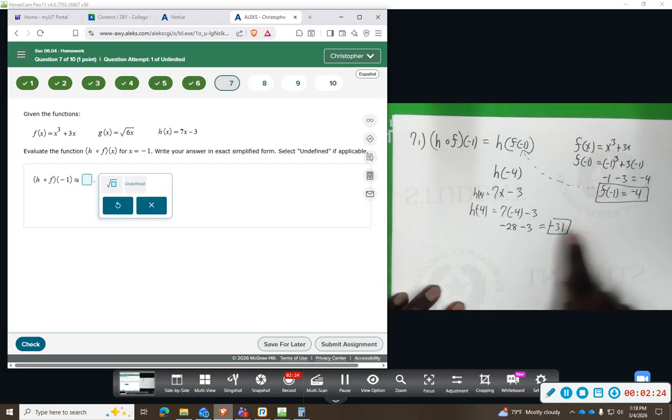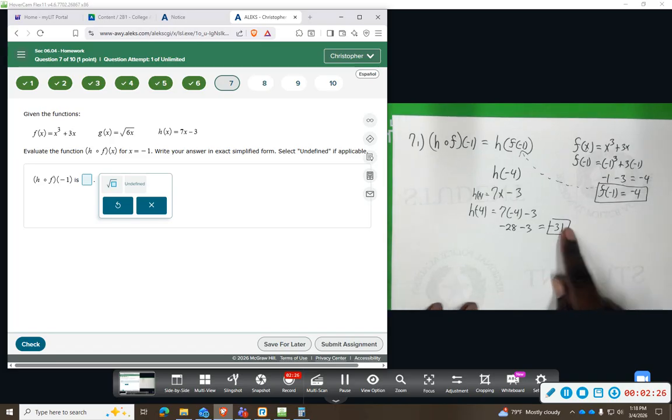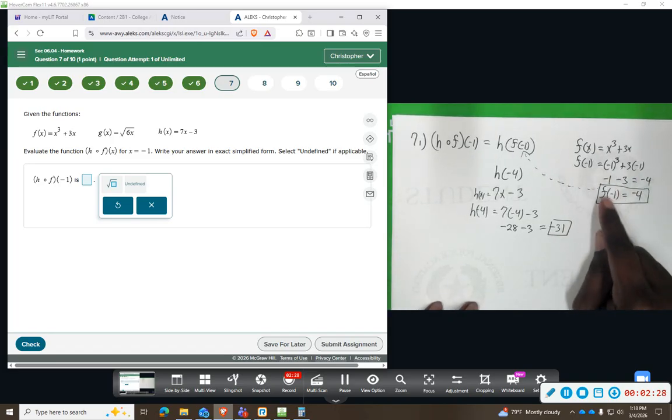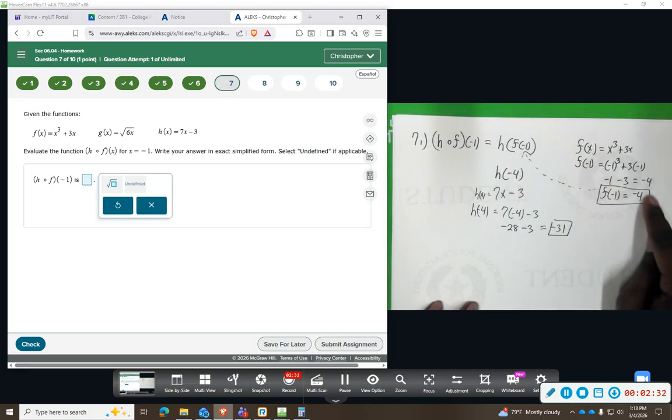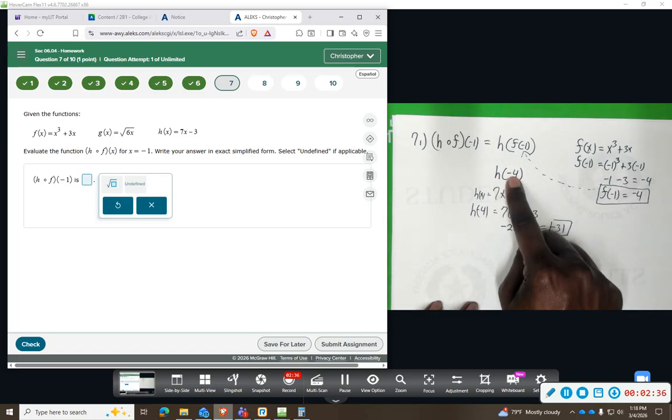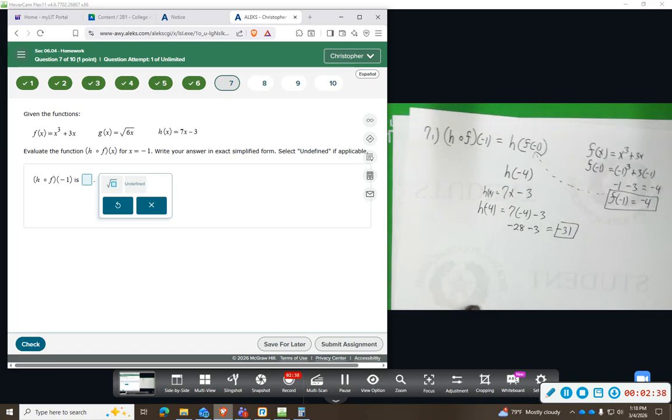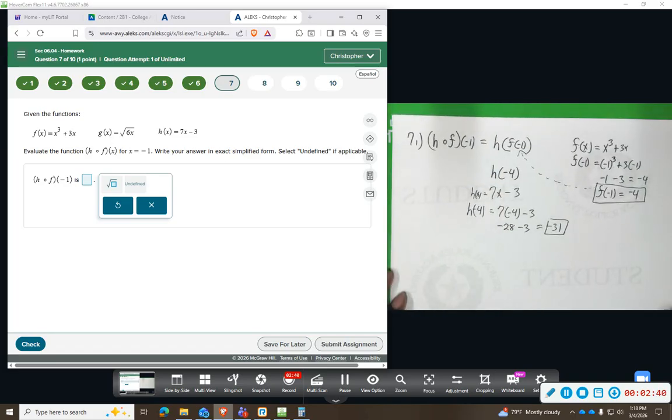Okay. So this is another way you can do composition of functions. Just plug in one number to the inside function first. Once you get that solution, take that answer and then replace it and plug it into the other equation. So I call it like a double plug-in.